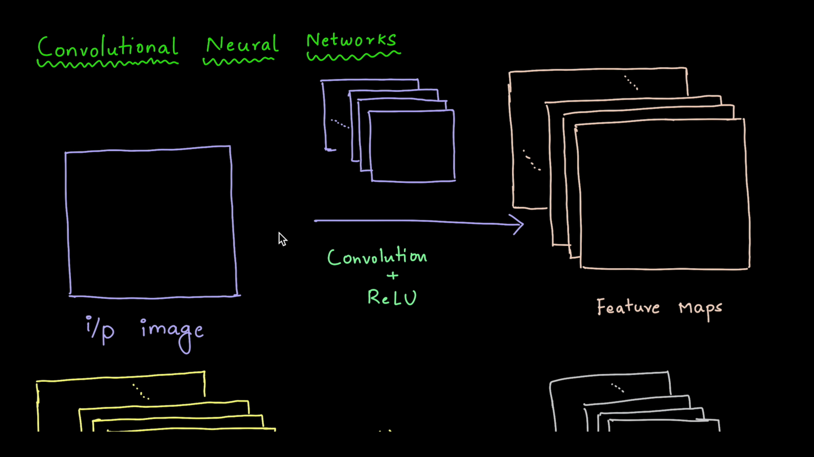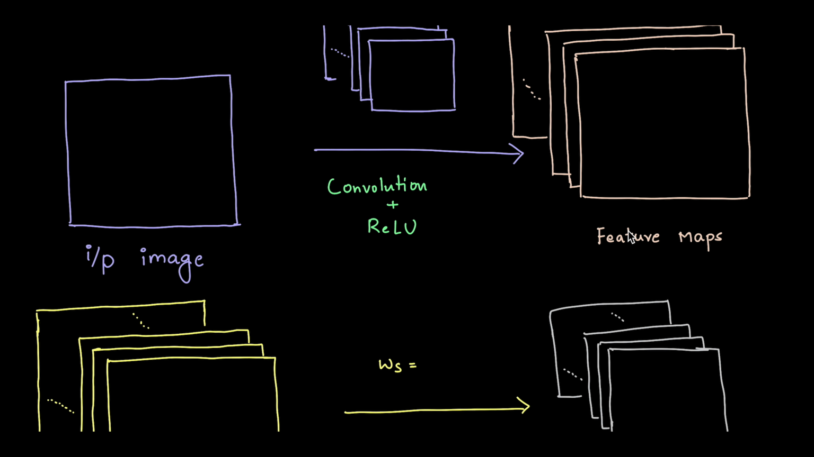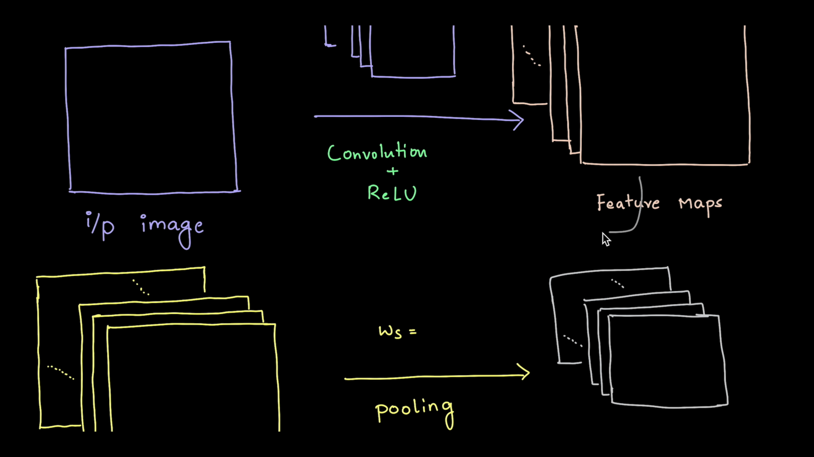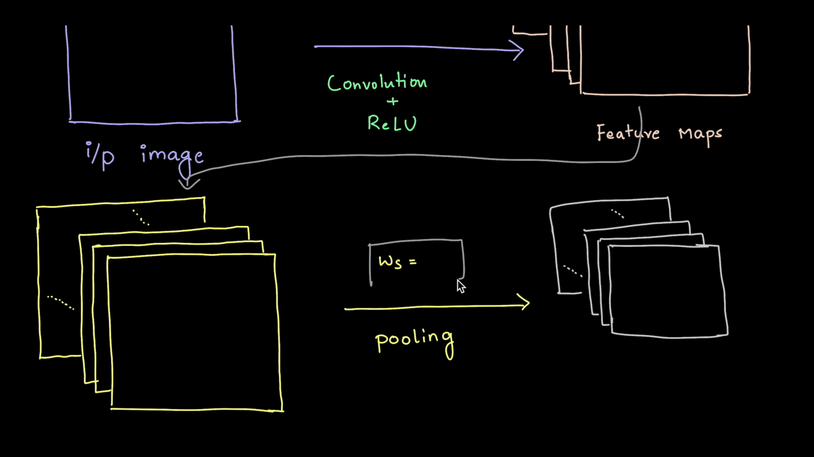Given an input image, we already know how to apply the convolution operation and ReLU operation and finally get the feature maps. I hope it is clear for everyone by now. Similarly, this will be taken as input for the pooling layer. In the pooling layer, we'll have some specific window size, so based on that window size, we can apply something like max pooling.